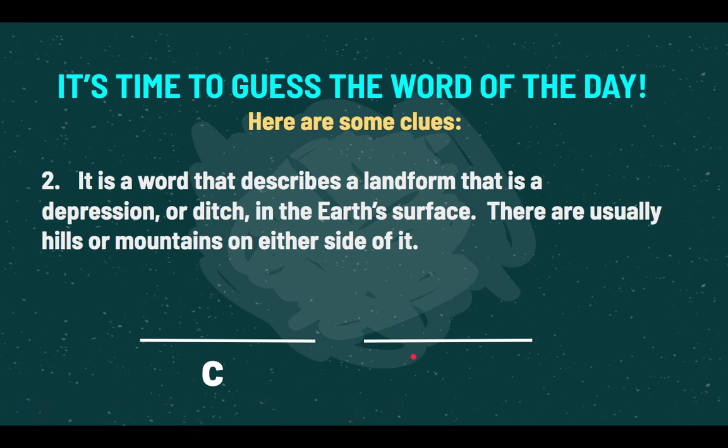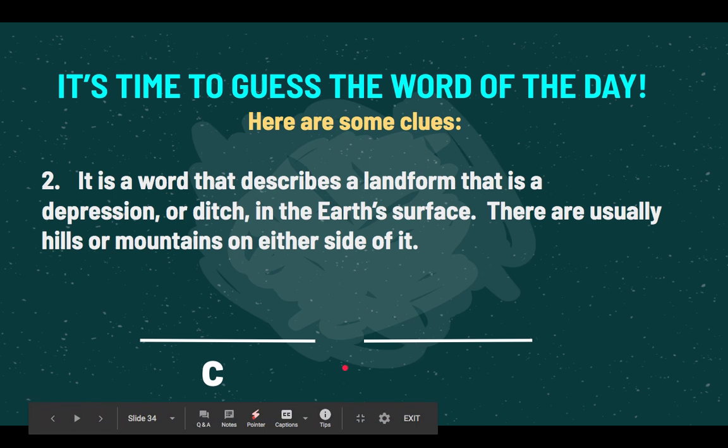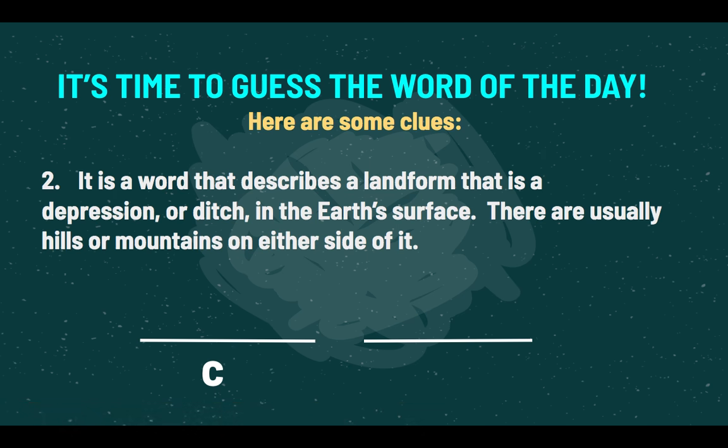Here's the second clue. It is a word that describes a landform, that is a depression or ditch in the Earth's surface. There are usually hills or mountains on either side of it. You can keep your first guess, or you can change your guess. This is really tricky.